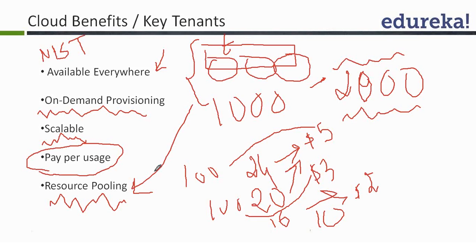Are we all clear with the 5 attributes? Available everywhere, so accessible over internet protocols. Whenever you want, it is available to you. It's scalable in nature, so it can scale up as and when required. You would be charged only on a pay-as-you-go model, and using multi-tenancy, it's using the resources optimally. Are we all clear with these 5 attributes?